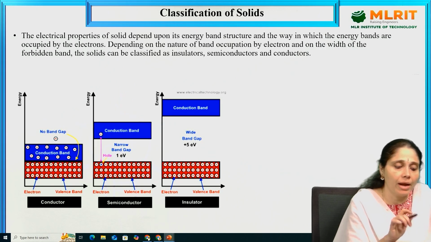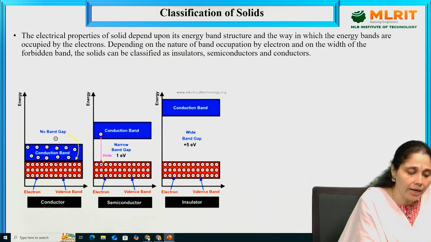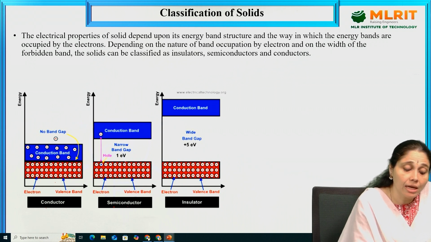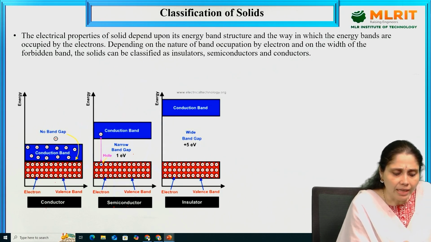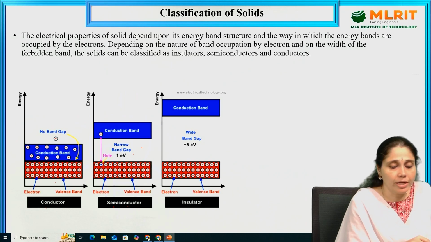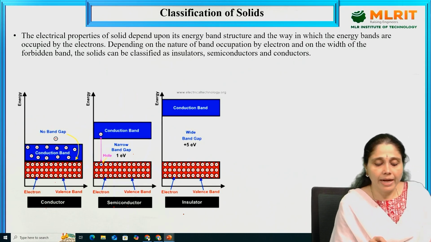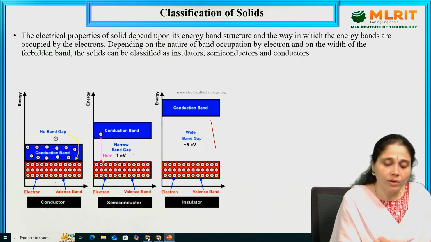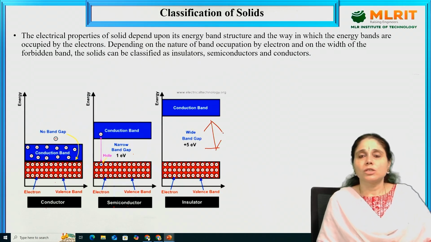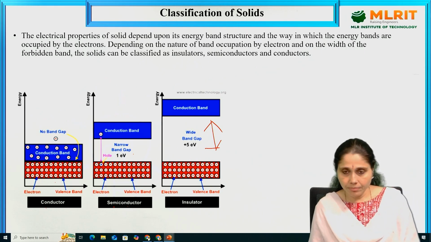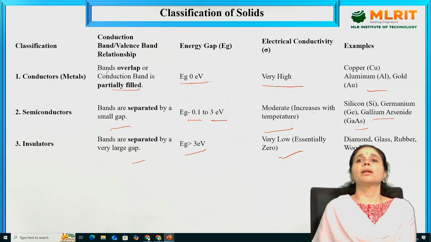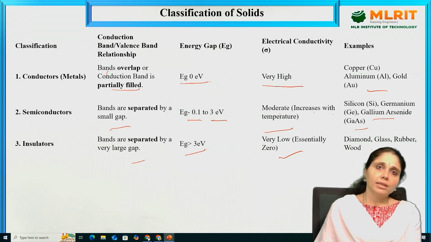So this is the energy band diagram. In a conductor there is no band gap between the valence band and the conduction band. In a semiconductor there is a medium band gap between the valence band and the conduction band, where the valence band has the electrons and the conduction band is totally empty. In an insulator, there is a large band gap between the valence band and the conduction band, of the order of 3 to 6 electron volts. Diamond, glass, rubber and wood are examples of these insulators.